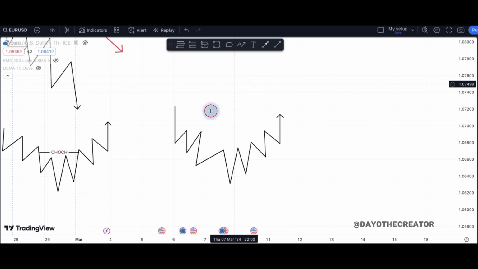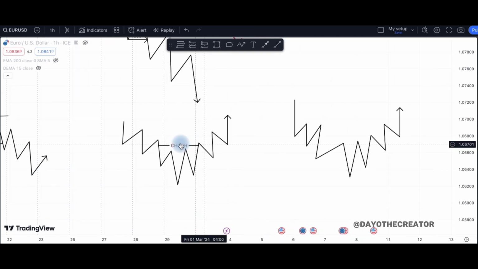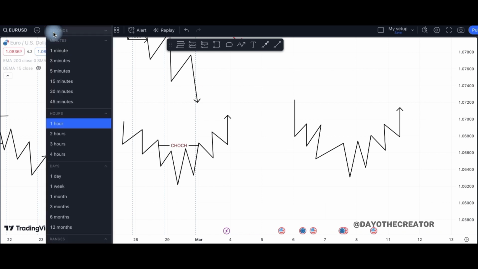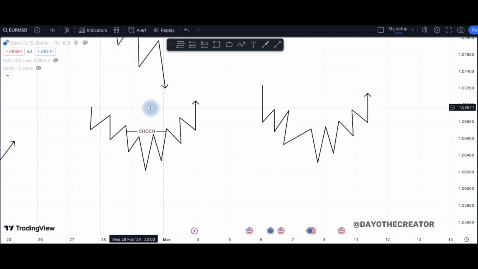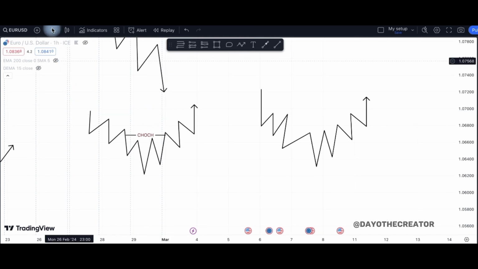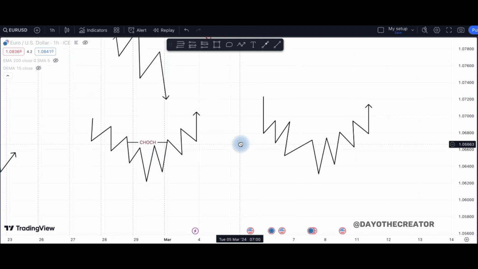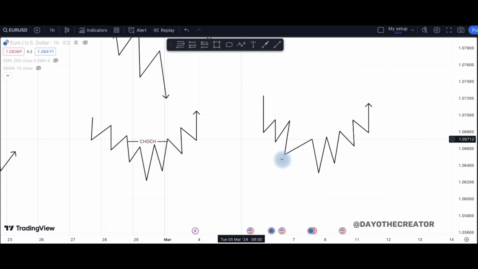So for instance, we had a change of character here. Let's say, for example, we are looking at a change of character in the 15 minutes. If there is a change of character in the 15 minutes, that means in the 30 minutes or 1 hour there's going to be a break of structure. So if there is a change of character or market structure shift in our lower time frame, that means there's a break of structure in our higher time frame.